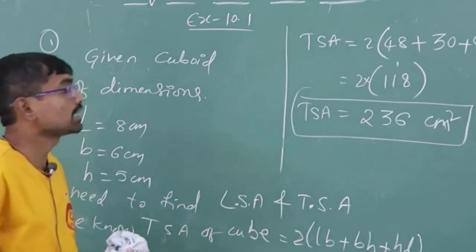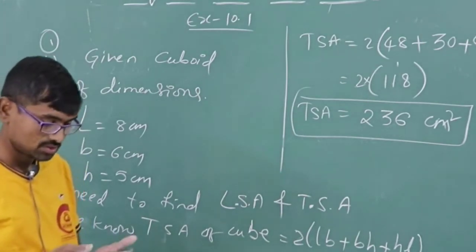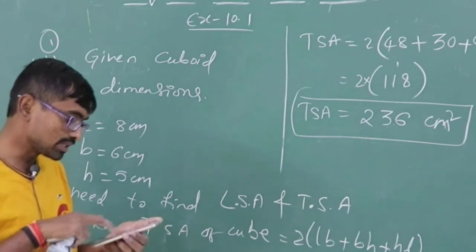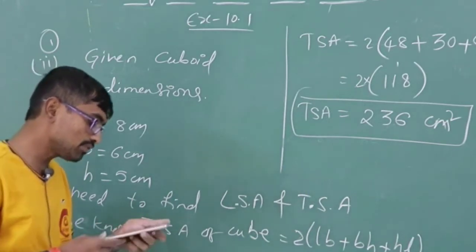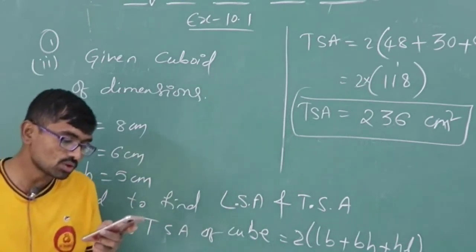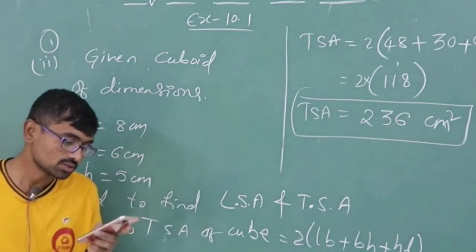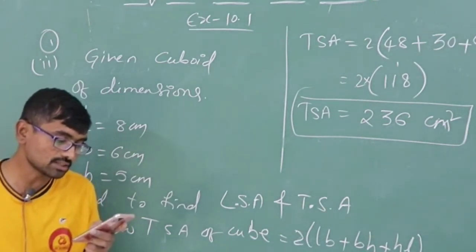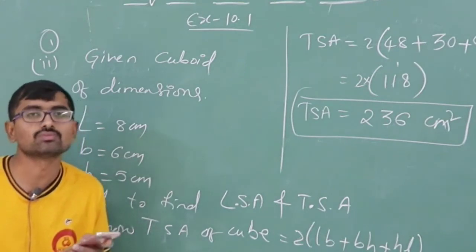In exercise 10.1, we have more problems based upon this cuboid. You can see, find the area of the four walls of the room. Assume that there are no doors or windows in this. Length is 12, breadth is 10 and height is 7.5. Find the area of the four walls of the room.